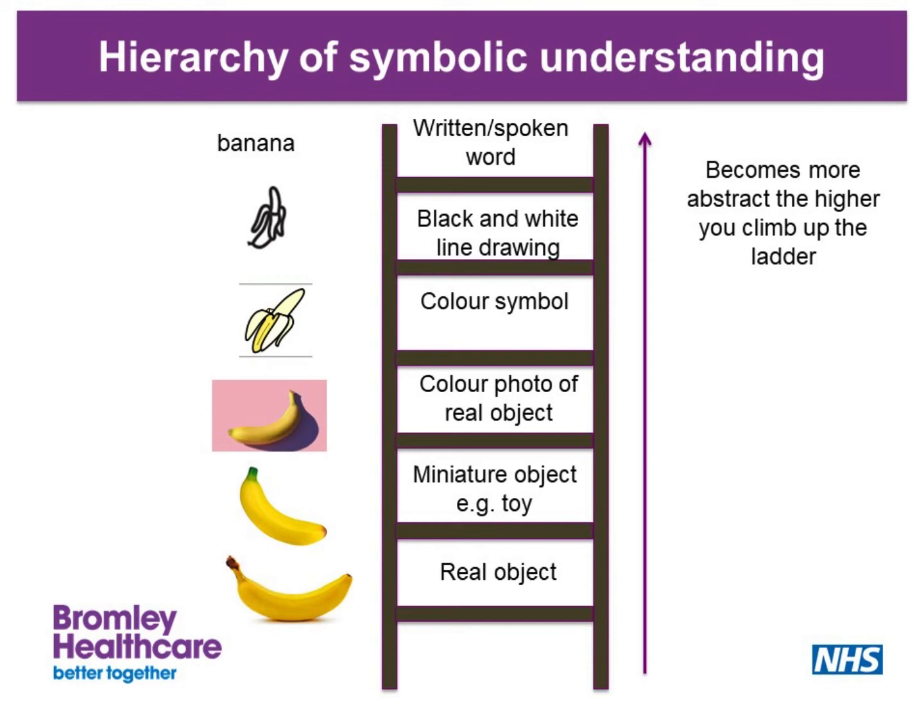Then we've got colour photos of the real object. Again, just getting that little bit more symbolic, a little bit more abstract. Moving on to colour symbols of the object. You can see as we're going up that ladder, they're getting a little bit more difficult to interpret. Then a black and white line drawing, which is really quite difficult to interpret. And then obviously you've got your written word or your spoken word. So it depends where your child is in their journey of learning language, where they might start.